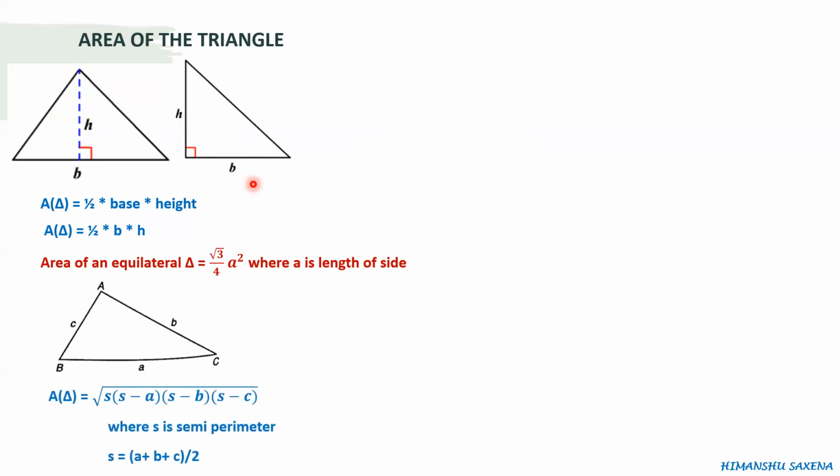And now if you are not able to calculate the height of the altitude, then how do you calculate the area? Suppose you know the lengths of all three sides, a, b and c, but you don't know the height of any of the altitudes. Then how do you calculate the area? The formula is the square root of s into s minus a into s minus b into s minus c, where s is the semi perimeter. Semi perimeter means half of the summation of these three sides. So perimeter is a plus b plus c, and semi perimeter is a plus b plus c by 2. This formula is rarely used, but it is good to know it.